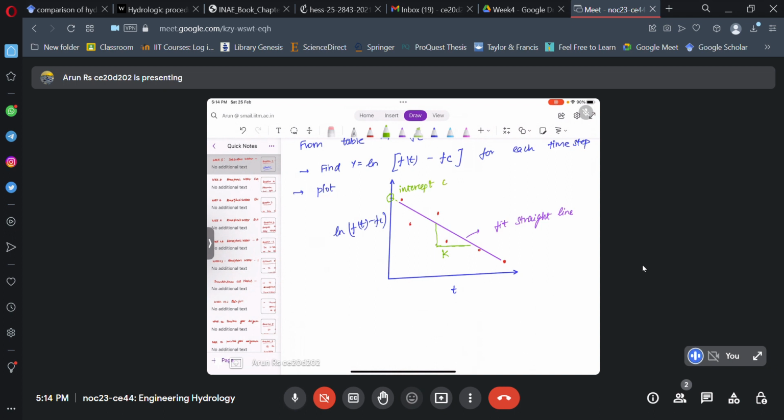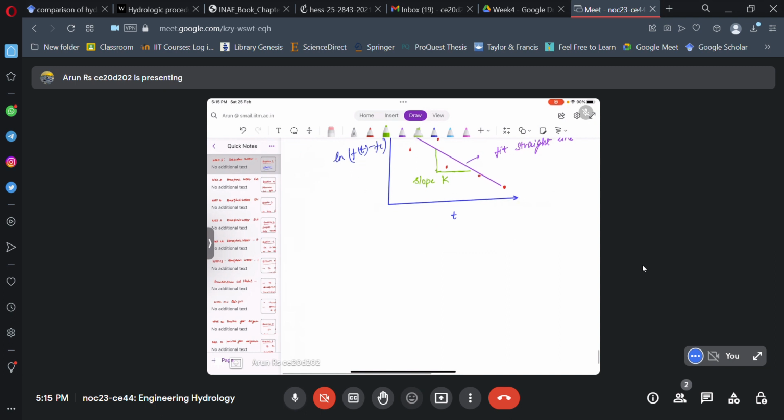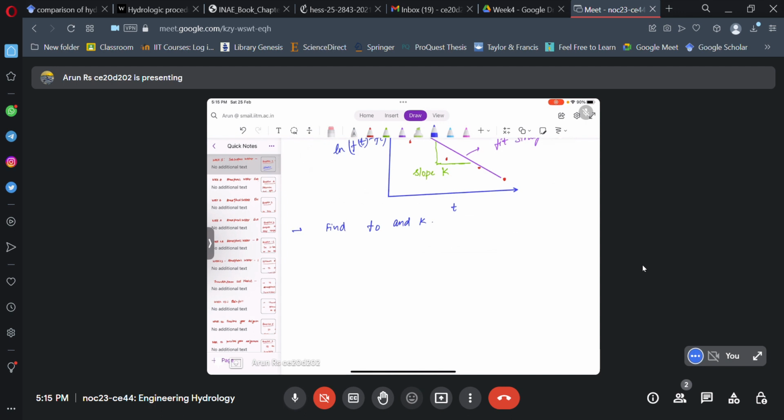Gives you the C value. So we'll determine this, and once you get that, you can determine what is f naught and what is the k value. So for that we will be using a method called the method of least squares.